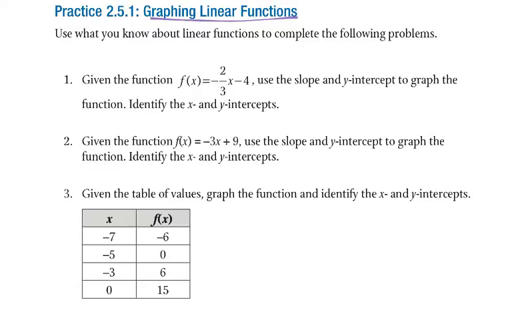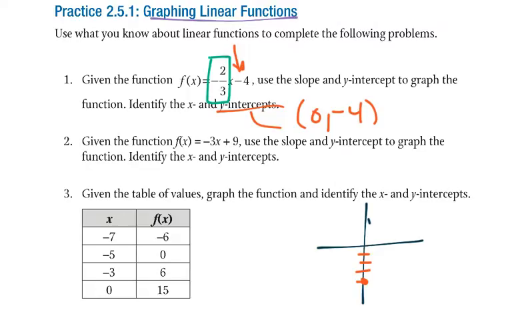So, number 1, given the function f of x equals negative 2/3 x minus 4, use the slope and the y-intercept to graph the function. Identify the x and y-intercepts. So, draw a graph here. So remember, the y-intercept we can see as the number that doesn't have the x with it. So the negative 4. So we'd go down to negative 4 on the y-axis, draw our point. That's our y-intercept, right? 0, negative 4.